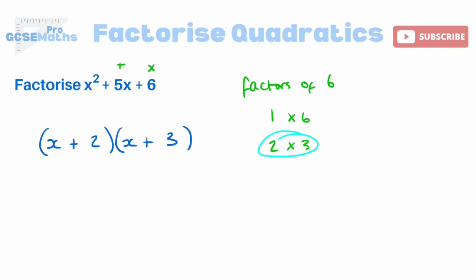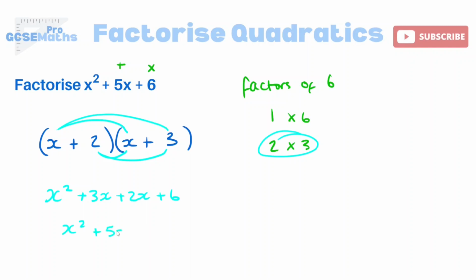Does this make sense? Let's say if I were to expand this just to show you, I would do x times x, which is x squared. I would do x times 3, which is plus 3x. 2 times x is plus 2x. And finally, 2 times 3 is 6. Then to simplify, I would just add together those in the middle, wouldn't I? So 3 plus 2 is 5. So you can see that's exactly the same thing.